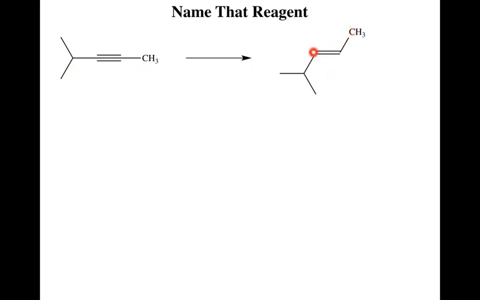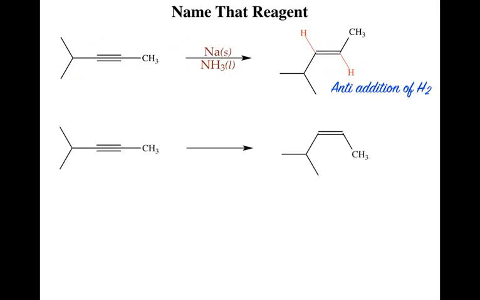If these are here and here, that means the H's are respectively up and down. Those are trans H's. So if it's anti-addition of hydrogen, I know we need the sodium ammonia combination. So sodium metal and liquid ammonia. But if we add syn, so the 2 groups are down, which means the H's are up. So let's put the H's in. Note that the H's are now syn, so syn addition of H2. And we need H2 and Lindlar's catalyst. We need that poison in there to stop it.